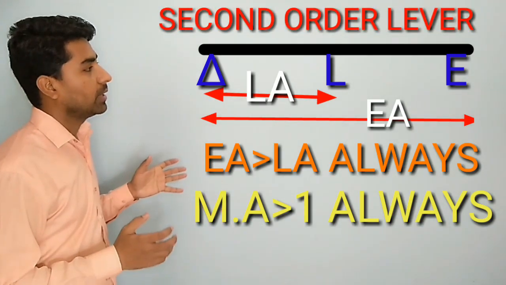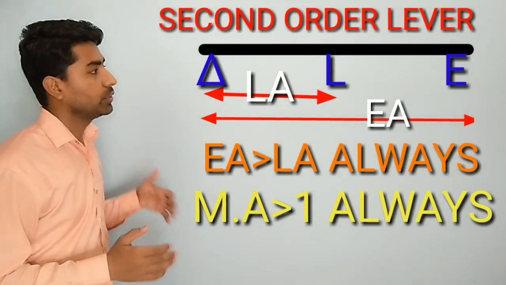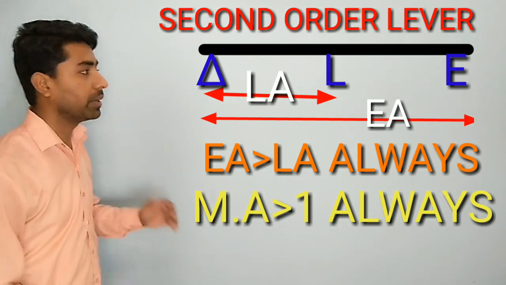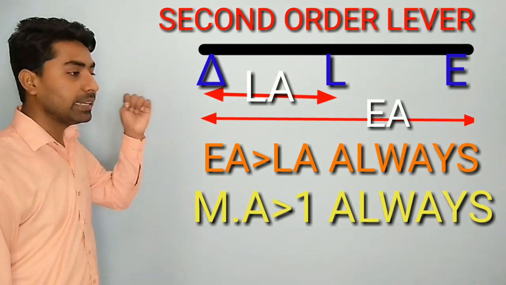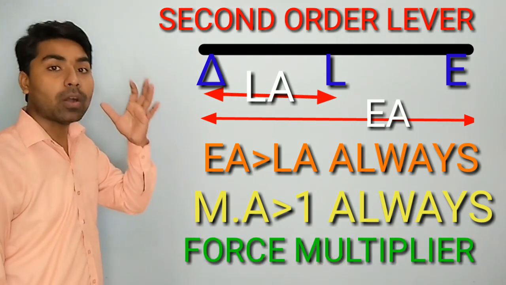If it is saying just more than 1, it can belong to class 1 and class 2 both. But in examination it will be written always. Always means it belongs to class 2 lever. So again, see, the effort arm is more than the load arm. So mechanical advantage more than one means the class 2 lever will always act as a force multiplier.